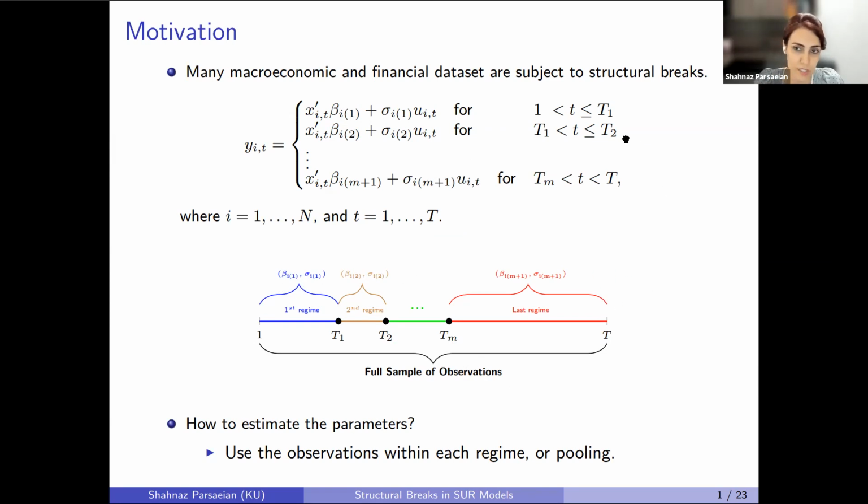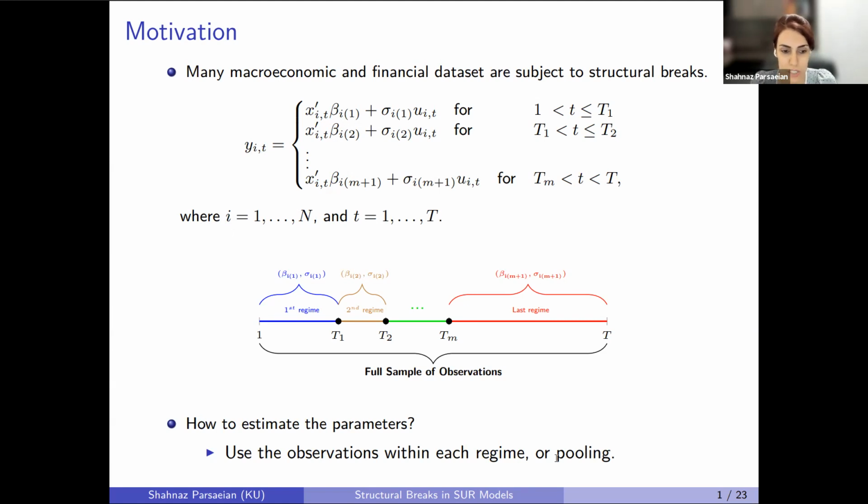If we want to turn this into a regression model, this is the model that we have. These are the breakpoints T1, T2 up to Tm, and they allow the breaks to affect both the slope coefficient and the error variance. In this notation, I represents the number of individual firms or countries, and T stands for the duration of the time. Now, the question is how to estimate the parameters under this setup.